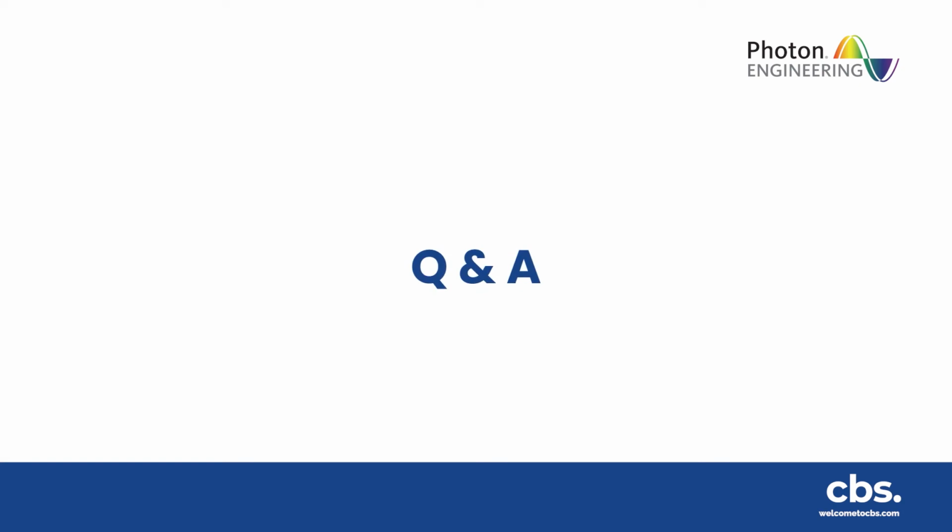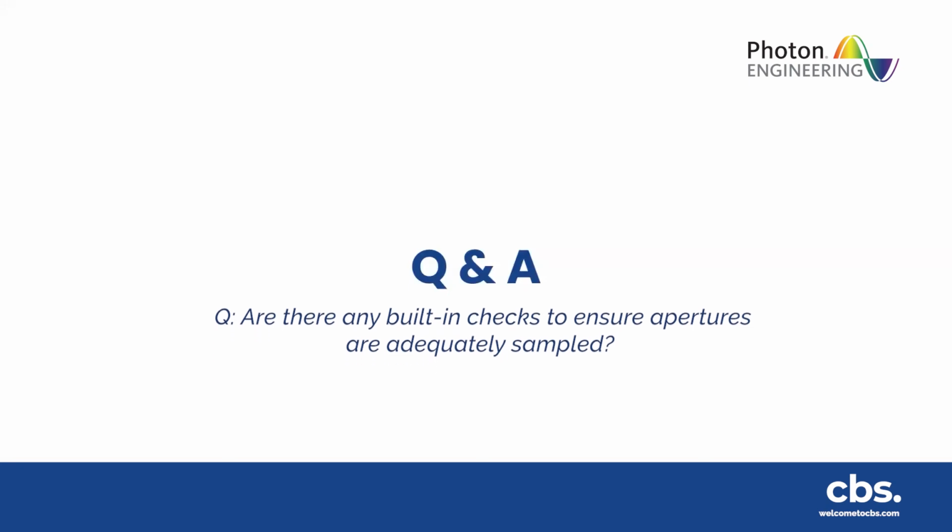A couple of questions have come up. Are there any built-in checks to ensure apertures are adequately sampled? No. That's something you do have to keep in mind if you're tracing through an aperture: to understand for yourself the quality of the beamlets passing through. They have to be adequately spatially sampled, and they have to be reasonably finite in size. Gaussian beamlets expand as they travel through the system. So if they reach your aperture and they're already expanded to the same size as the aperture, you're not going to get an accurate representation of that hard cutoff of the aperture.